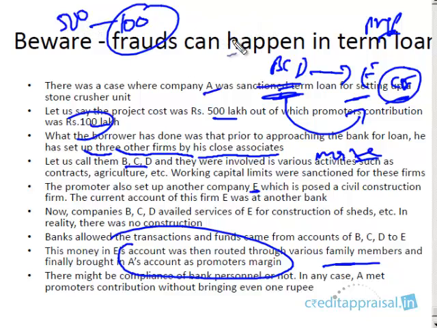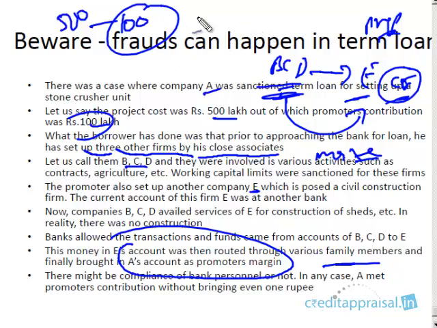Three firms he promoted. He got three firms promoted by his associates, and they availed the services of some other firm. This E was promoted by himself. So the funds got transferred from this bank to this bank, into this account, from these accounts into this account, and then they went into various personal accounts, and then they came back into this account. Then they came back as promoter's margin.